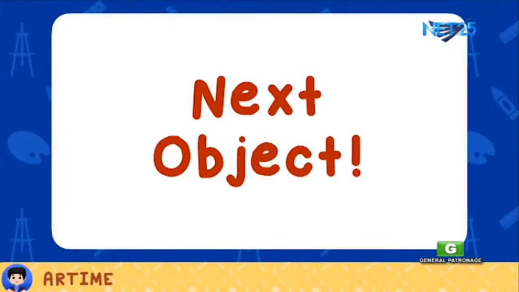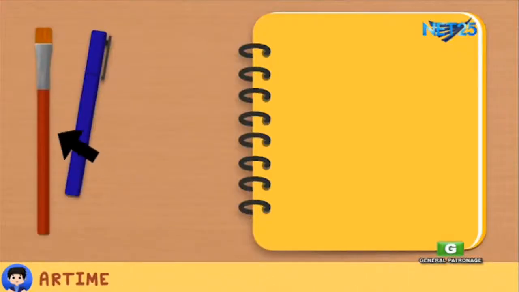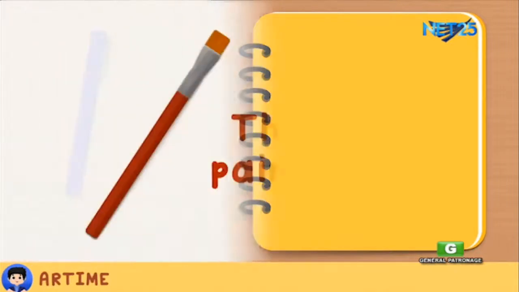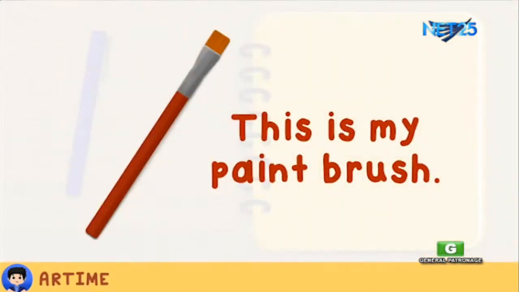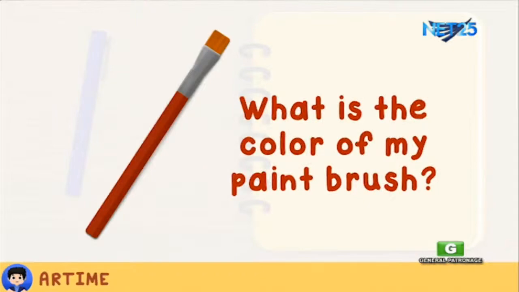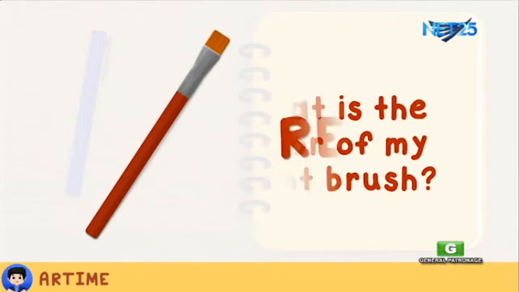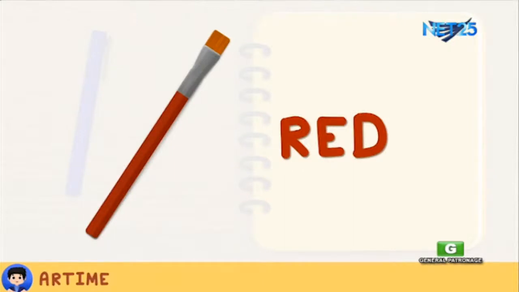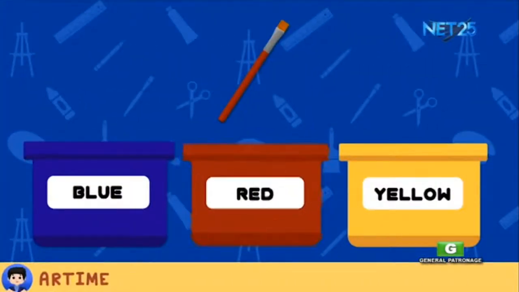Next object. This is my paintbrush. What is the color of my paintbrush? Ding, ding, ding! Correct, friends. It's color red. Let's put the red paintbrush in the red container.